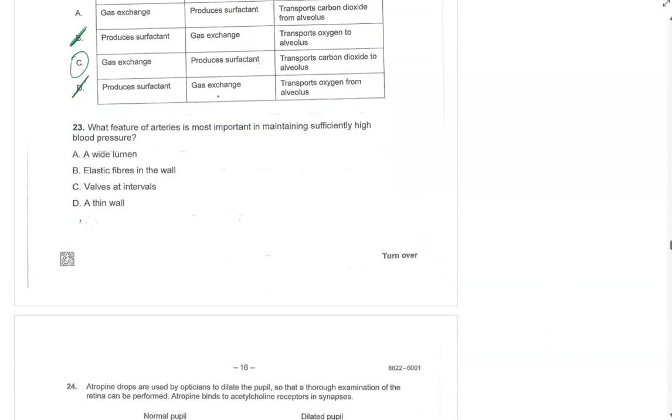Okay, question 23. What feature of arteries is most important in maintaining sufficiently high blood pressure? Well, the only one which is true, actually, is the elastic fibres in the walls, B.